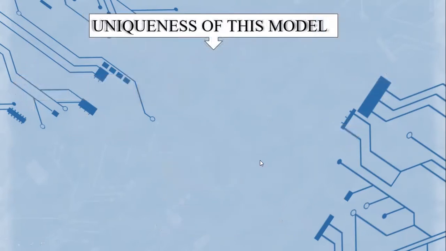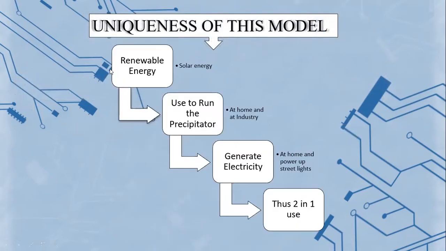Now on this slide, we can see that my project uses a renewable source of energy, which is the sun's energy. I have used this energy to run the precipitator and parallelly have used the stored energy to generate electricity, which is one of the basic needs of a technologically advanced society. Thus, we can see that my project serves us with a two-in-one purpose. Now, let's get quick details of each of the components of my project.